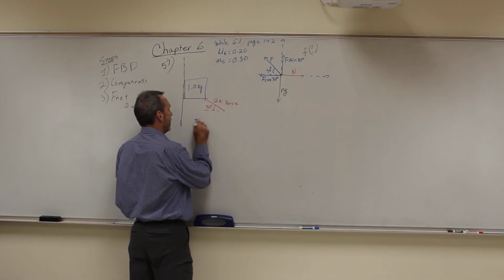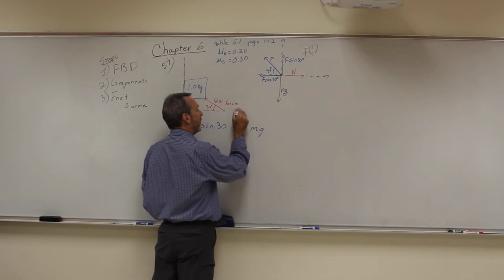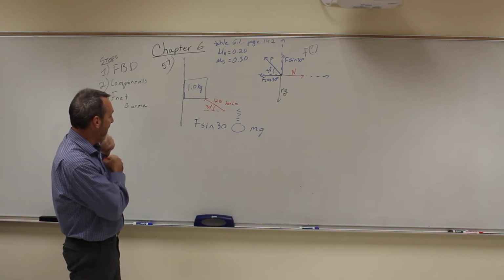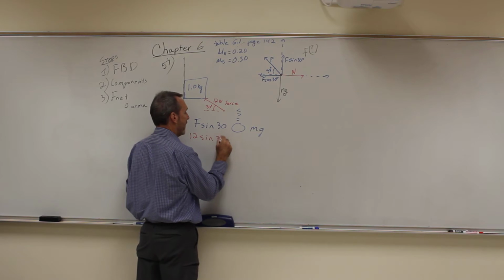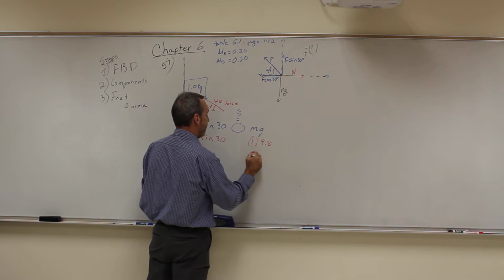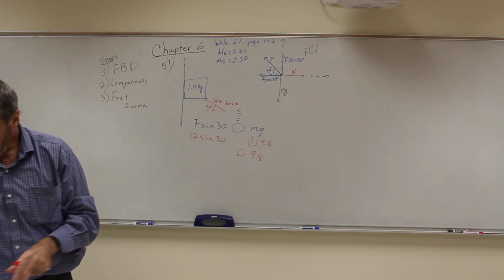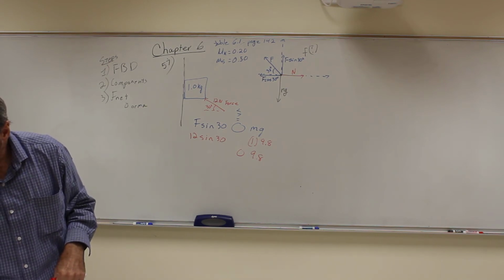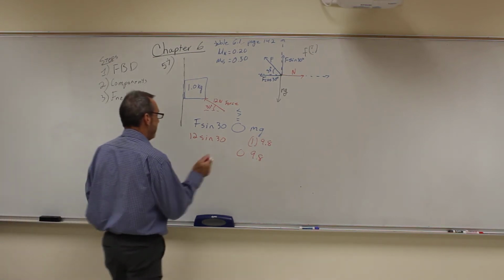So I'm going to do F sine 30 and mg, and I want to figure out if this is less than, greater than, or equal to. But I have these values. F is 12, so I have 12 times the sine of 30. And over here I have 1 times 9.8, so this side is just 9.8. What is 12 times sine of 30? 6. Oh yeah, sine of 30 is a half. So this is 6. All right.